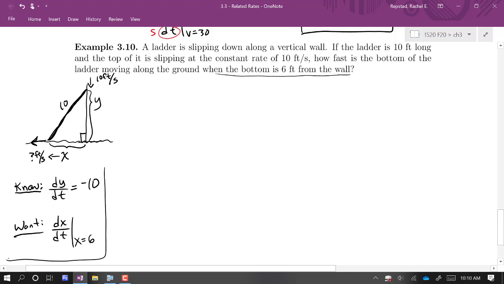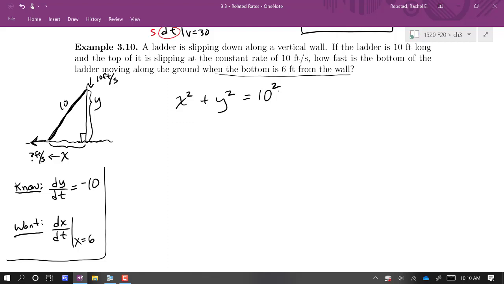All right, so we kind of have our nice figure here. What we don't have yet is an equation that relates the quantities x and y. But it's not hard to come up with one. Drawing the figure really helps here because we can see we've got a right triangle, and so we can use Pythagoras. So we get that x squared plus y squared is equal to 10 squared. Now, I might be interested in what's happening when x is 6, but x is changing over time, so I cannot plug in the value x equals 6 until after I take a derivative.